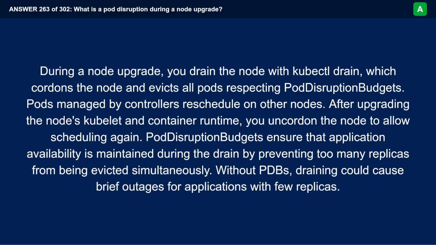Pod disruption budgets ensure that application availability is maintained during the drain by preventing too many replicas from being evicted simultaneously. Without PDBs, draining could cause brief outages for applications with few replicas.